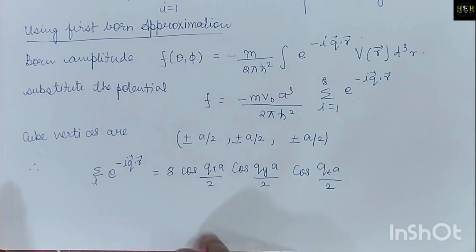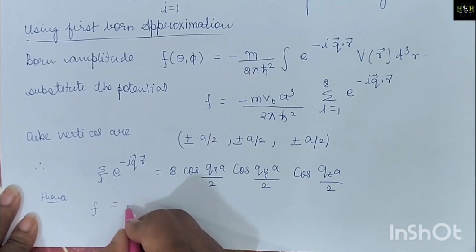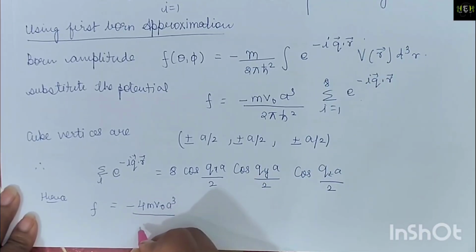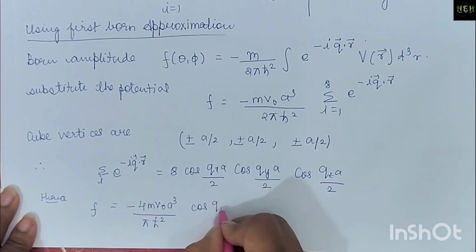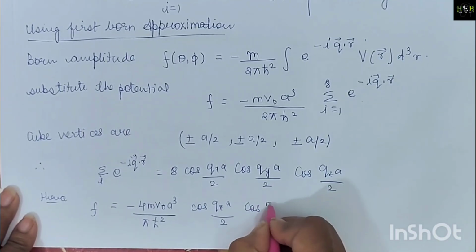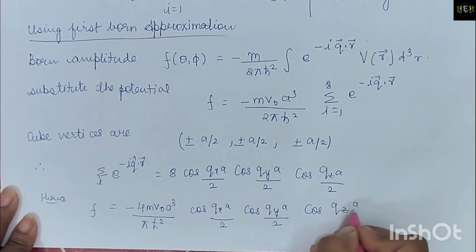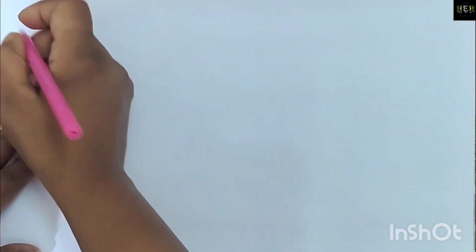Hence my total f becomes minus 4m V naught a cube divided by pi h cut square, times cos of qx a upon 2, cos of qy a upon 2, and cos of qz a upon 2. Okay, now I will calculate one by one. First one is your differential cross section.